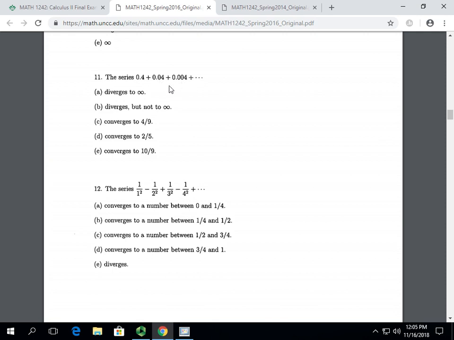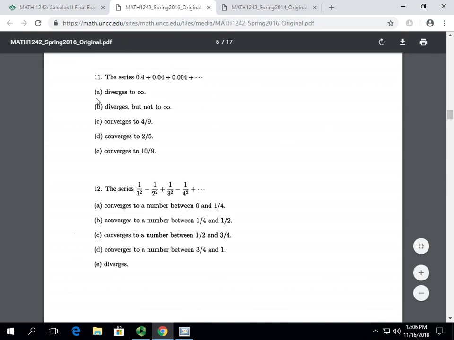So your R is 1/10, your A is 0.4, and since the absolute value of R is less than 1, the answer is A over 1 minus R. A is 0.4 divided by parentheses 1 minus R, which is 1 minus 0.1. The answer, when I put it in my calculator, is 0.4444, or 4/9. The answer is C.